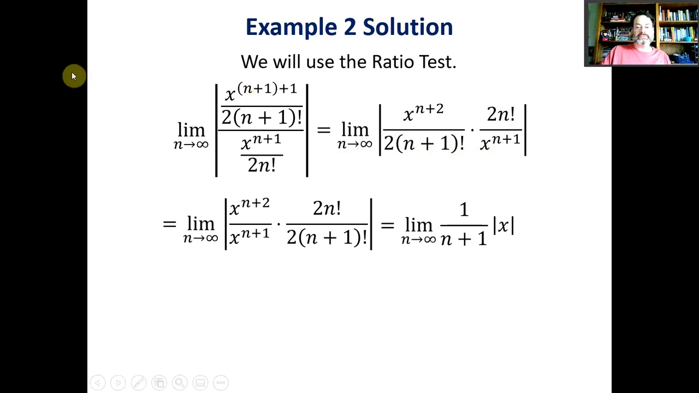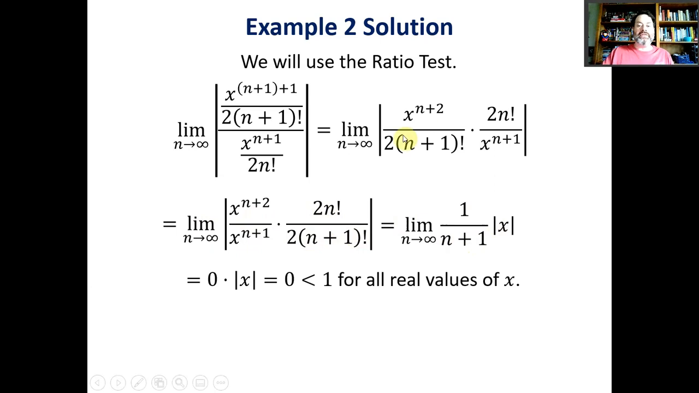Simplified. Right? The 2's canceled. The n factorial and n plus 1 factorial canceled down to this. This canceled down to this. So you can pull the n's out of the absolute value. You cannot pull the x out. x has to stay there. But this limit is 0.